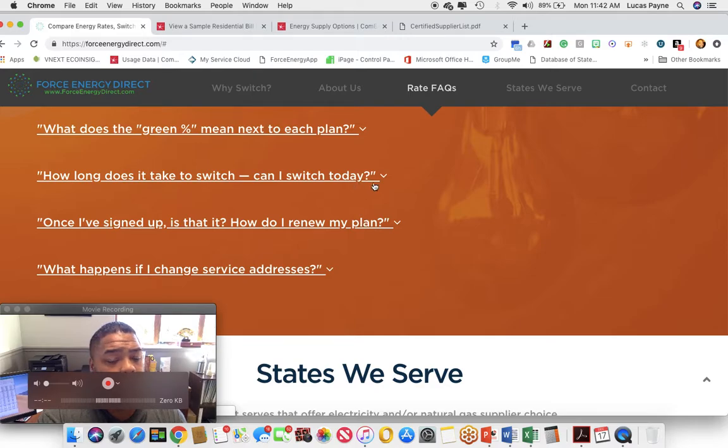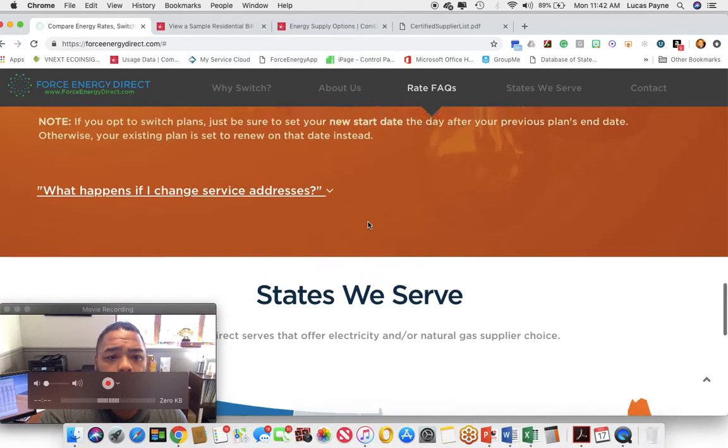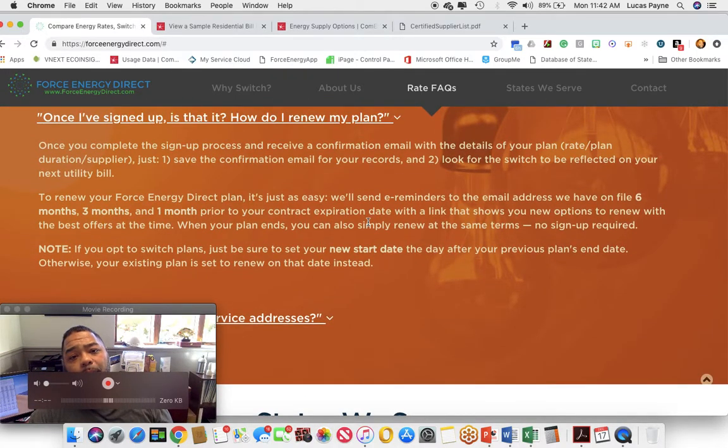How long does it take to switch? Again, a few minutes, much shorter than I'm talking today. And they can switch today. It will go into effect within 1-2 billing cycles. How do they renew? This is important. We will send email reminders, starting probably about 6 months out from the time their contract ends, then 3 months, then 1 month. You, as their agent, will also have their information. We'll send you reminders, hey, it's time to go out and talk to that client again, or to get their information so we can get them a new contract. But just know that we'll remind them.